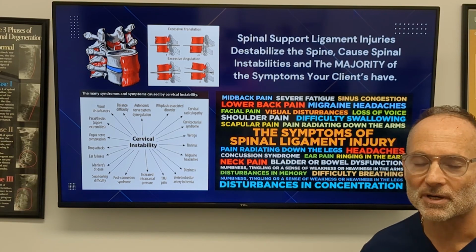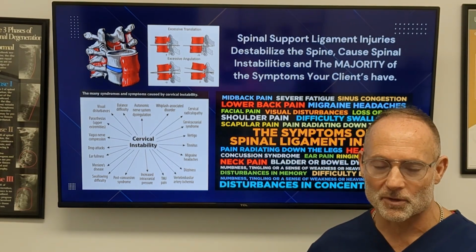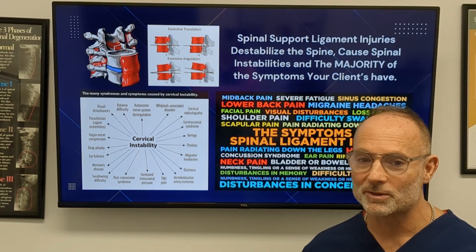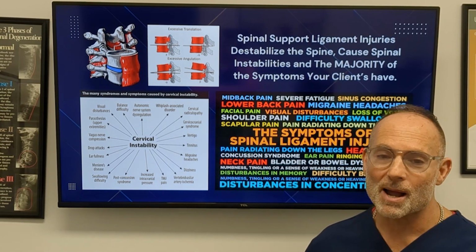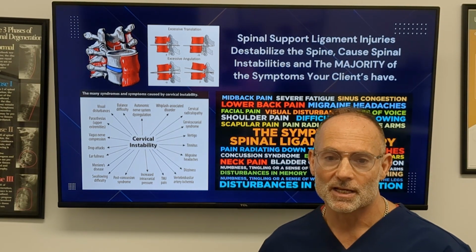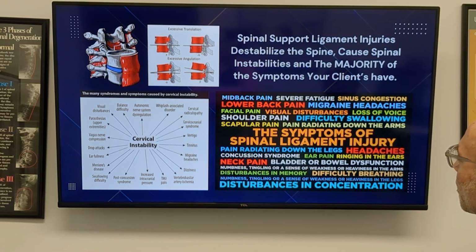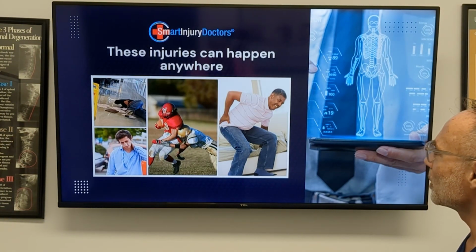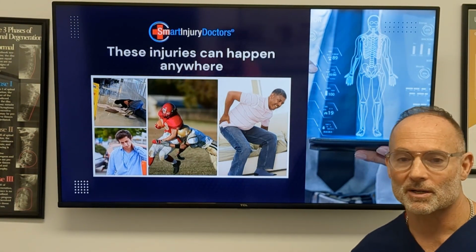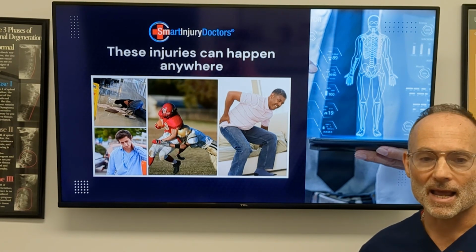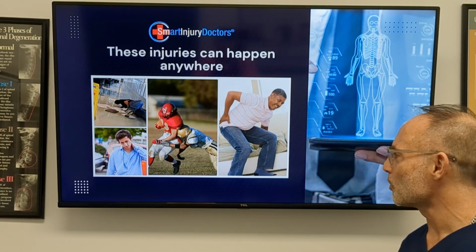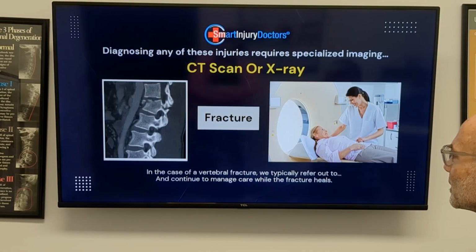So it's really simple. If you have more than pain down the middle of your back, more than pain going down arms and legs, you probably have more than a disc. So you need more than an MRI to diagnose it. Spinal support ligaments, when you injure them, destabilize the spine. So an injury can happen anywhere. It can happen from a car accident, a ski accident, from sports, from work. It doesn't matter. Very simple.